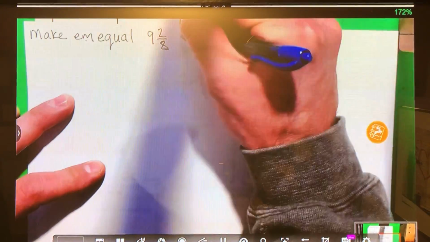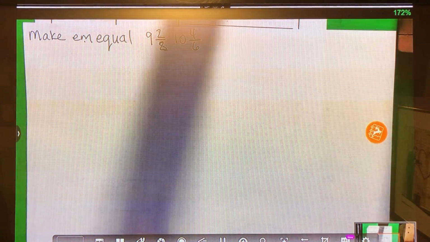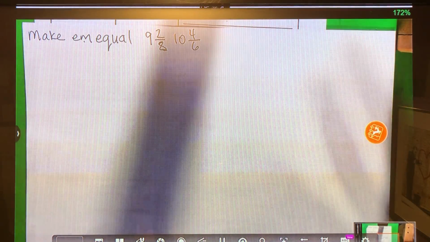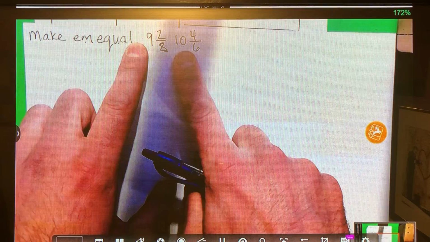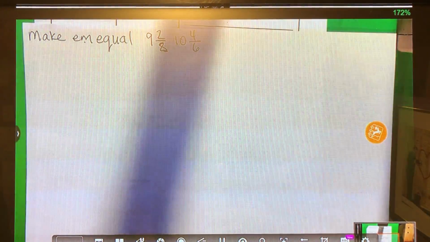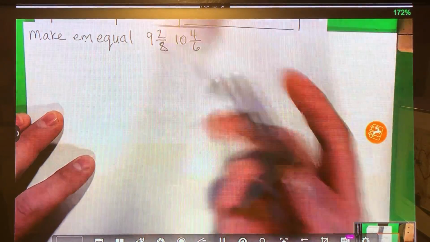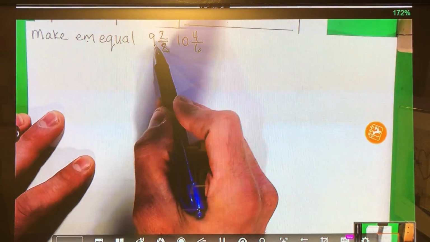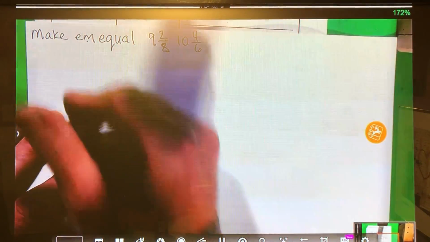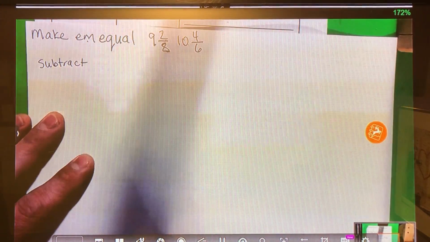And when we go to make them equal, to remind ourselves, we have 9 and 2/8, right? And 10 and 4/6. So the first thing we want to ask ourselves is, let's deal with the whole numbers. In order to make these mixed numbers equal, these whole numbers have got to be the same. So you've got two options, okay? You can think about, how do you make 9 from 10? Well, 10 minus 1 is 9. Or how do you make 10 from 9? And 9 plus 1 would be 10. So in that case, you've got two options. You can subtract, or you can add.